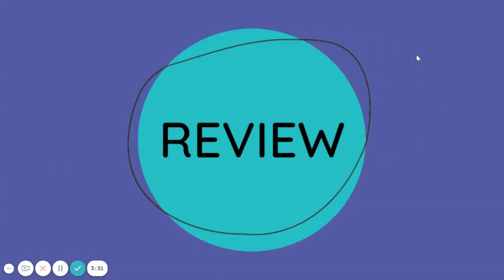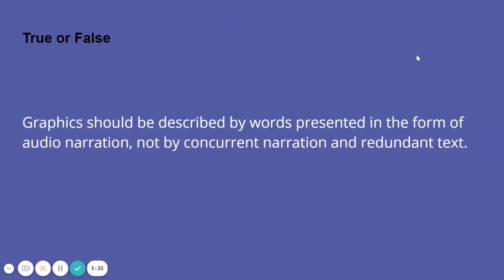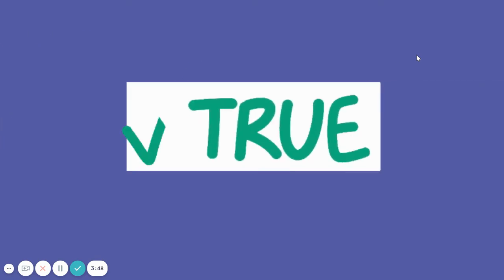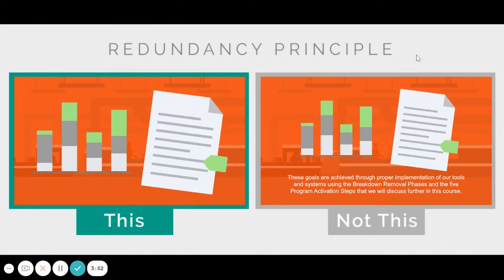Let's review what we've covered so far. True or false? Graphics should be described by words presented in the form of audio narration, not by concurrent narration and redundant text. The answer to this is true. With an audio narration voiceover, use only the graphics on screen. Don't use graphics and text.